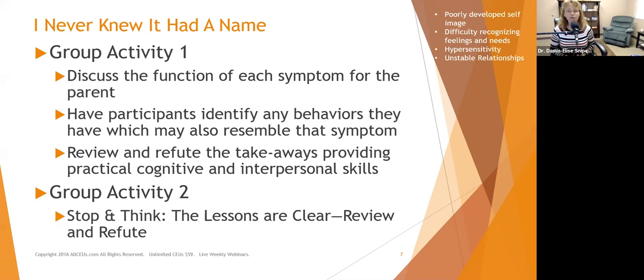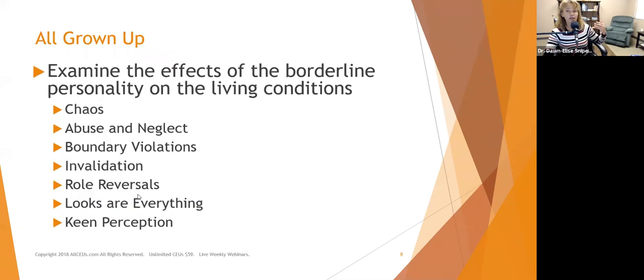Group activity 2 is stop and think. The lessons are clear that people develop when they are living in an addicted or borderline family, and having them stop and think, what lessons did you learn? One of the things we talk about in addictions a lot is the phrase, don't talk, don't trust, don't feel. That is one of those things that's common in a lot of families where there's an addiction. So what does that lesson mean, and how can we refute that?